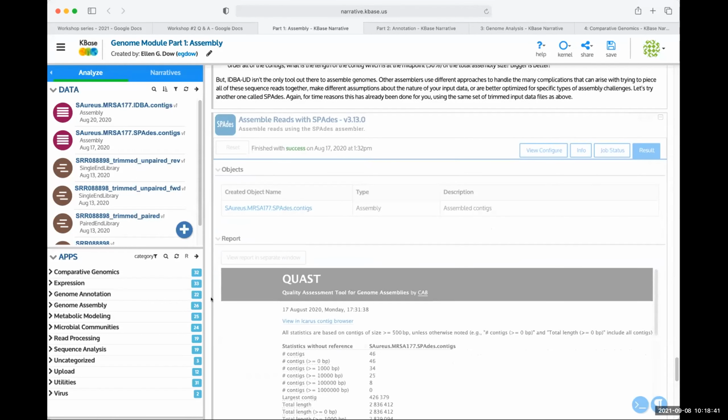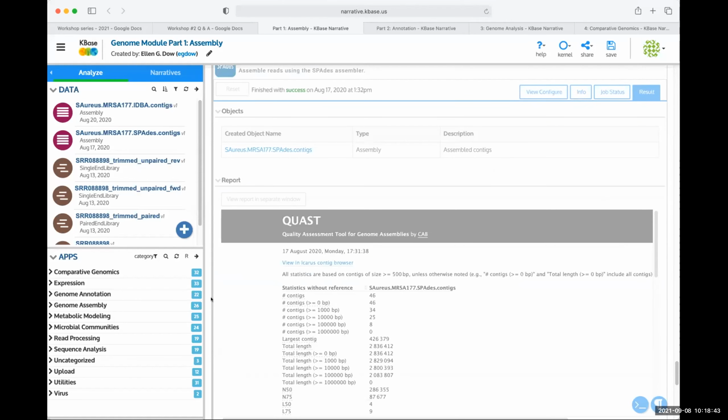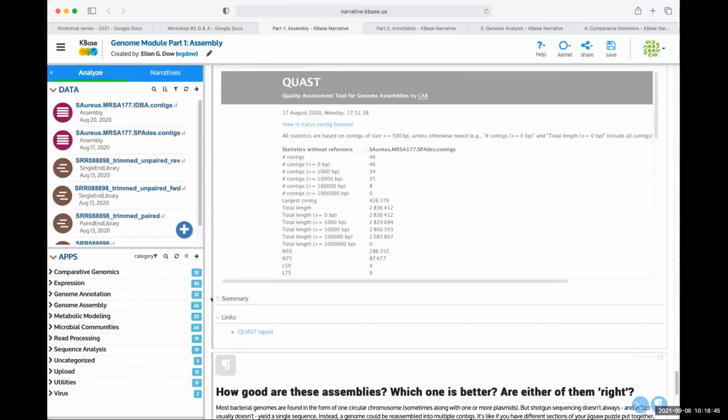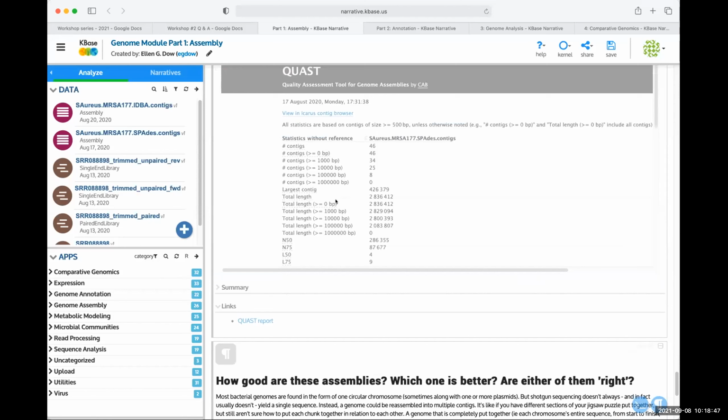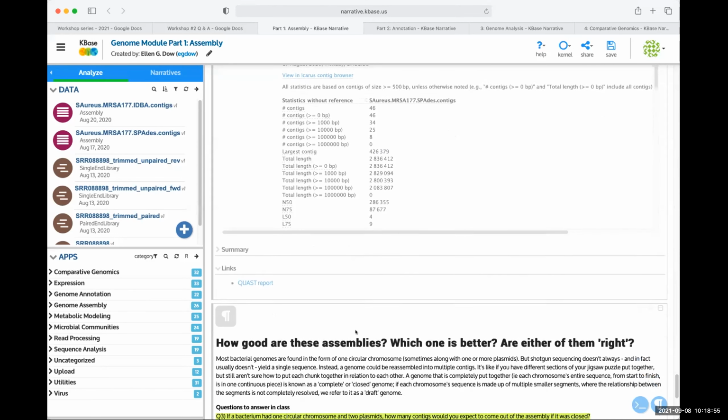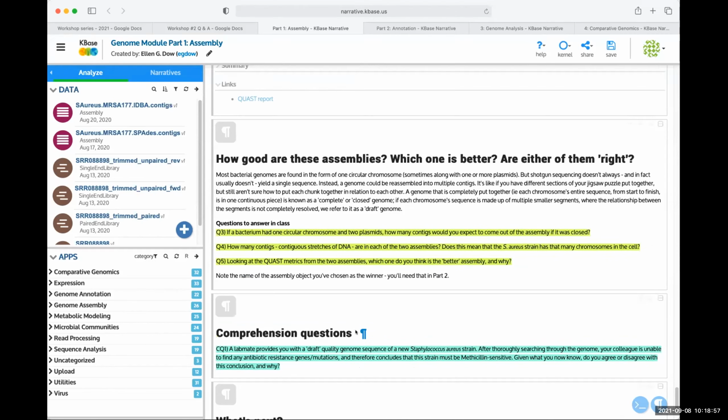So we have them compare the IDBA-UD assembly versus the SPAdes assembly. Think about, okay, what is a contig? What does this vocabulary mean? What does it mean to have a largest contig and total length? Is one of these genomes right or wrong? What does it mean to be a draft genome versus a complete genome? These are all questions I have them answer in class, and then we have a small group discussion about that.